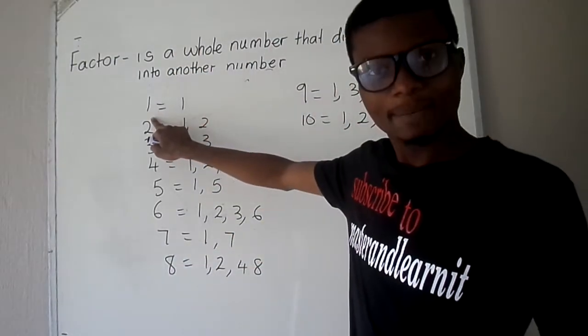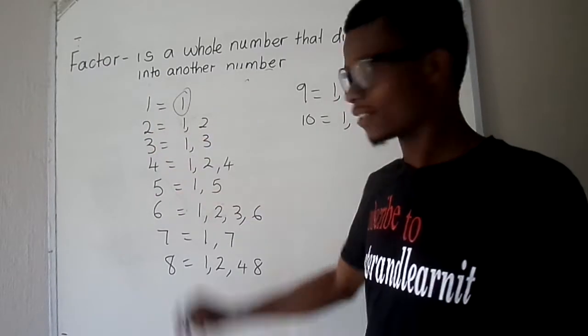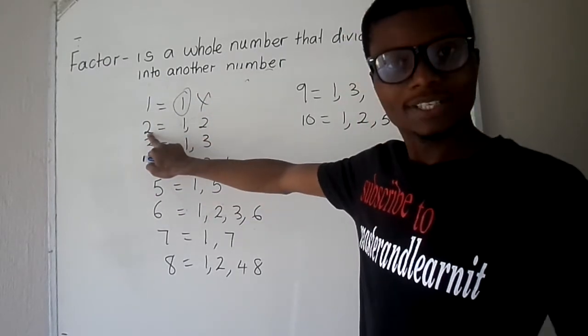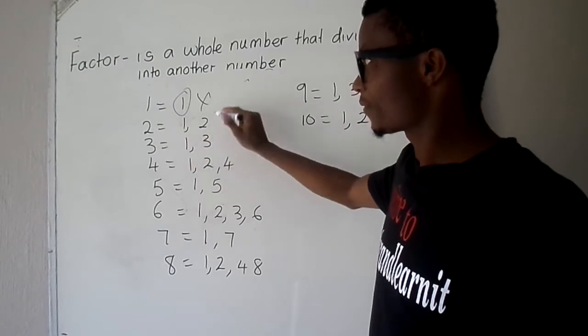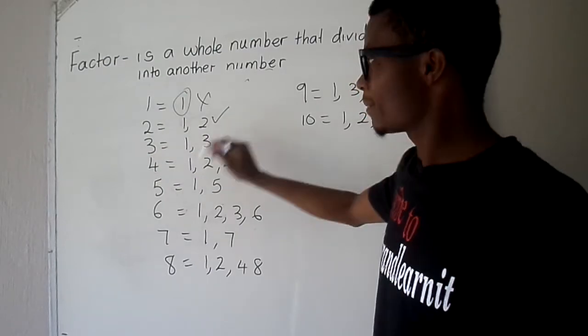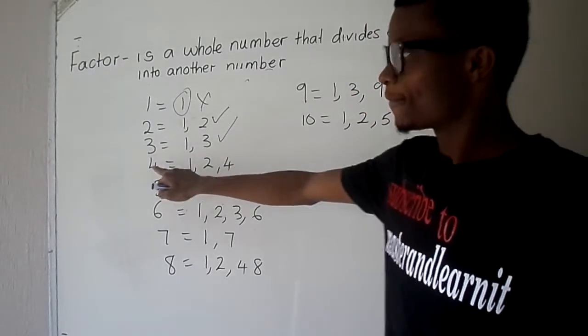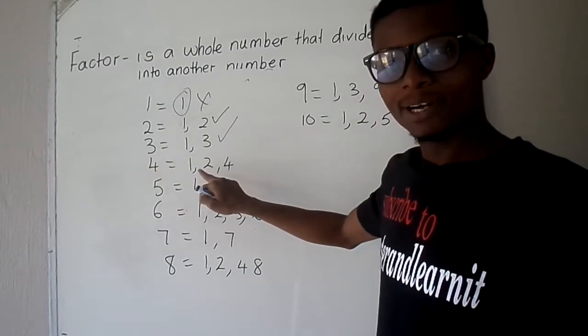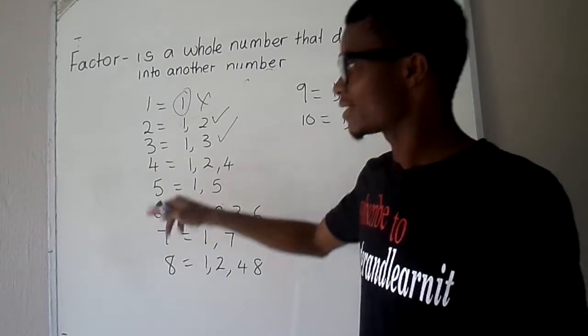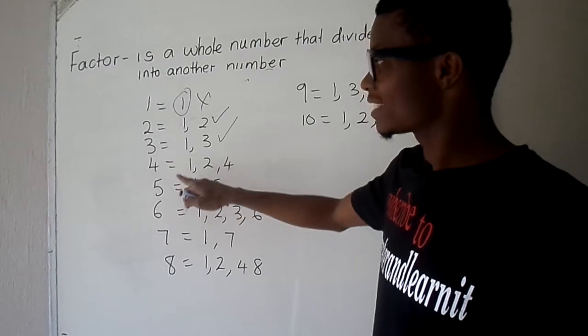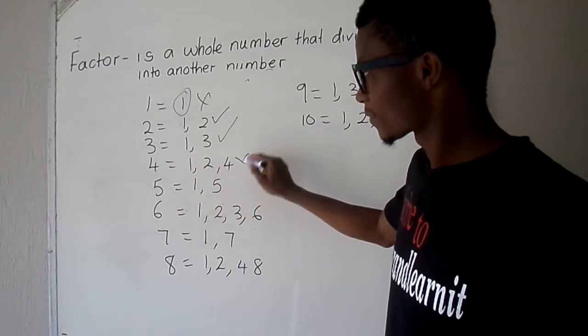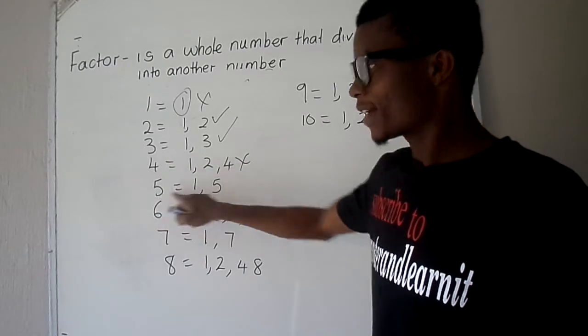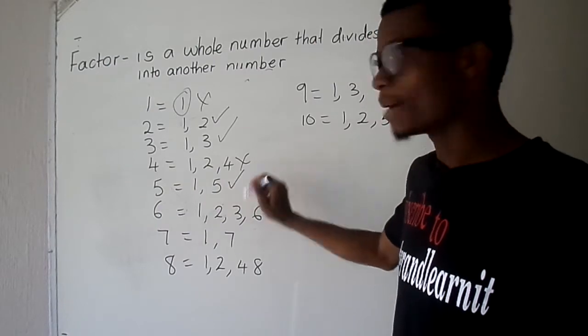1 is not a prime number because it only has 1 factor. 2 is a prime number because it only has 2 factors. 3 is a prime number, has 2 factors. 4 is not a prime number, it is a composite number, which we will learn in the next video, because it has more than 2 factors. 5 has only 2 factors, it's a prime number.